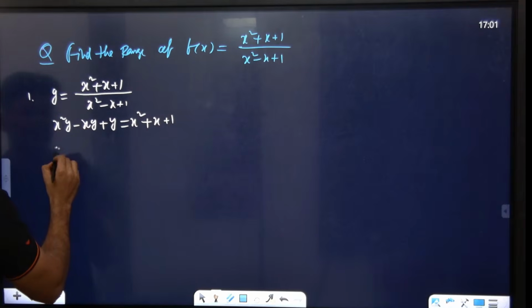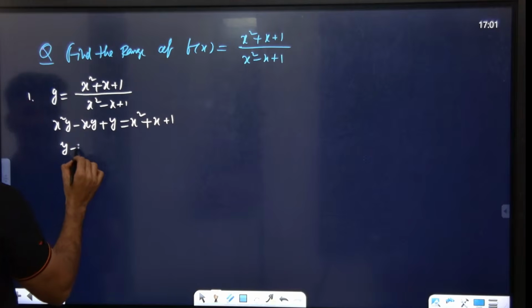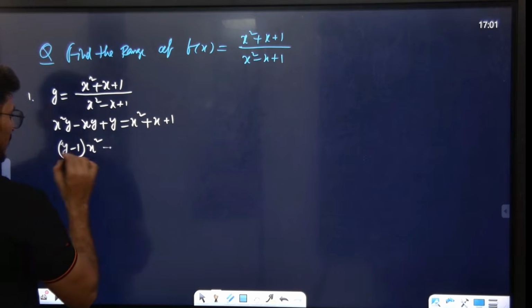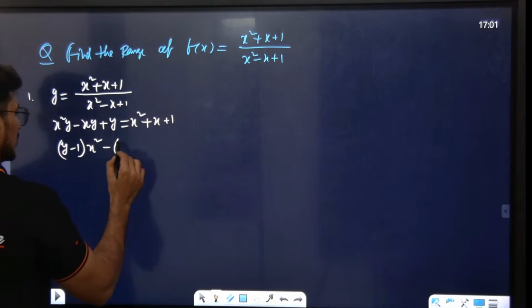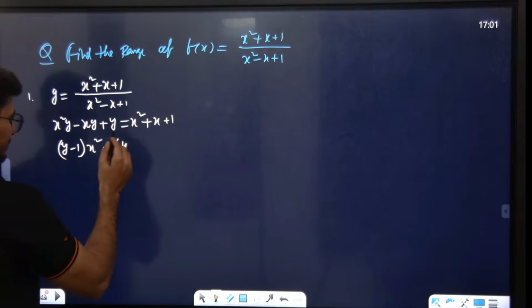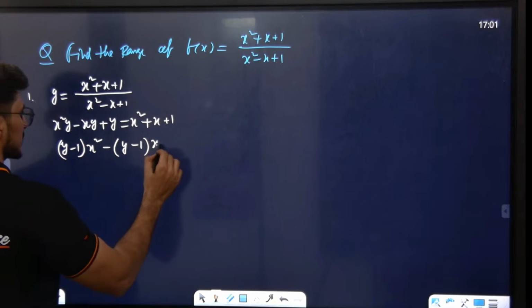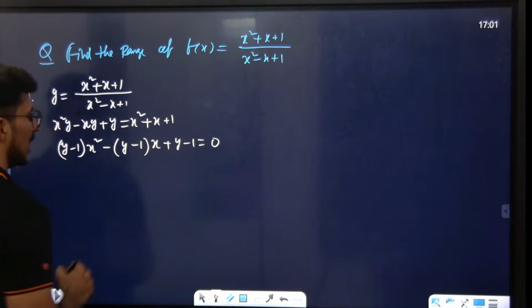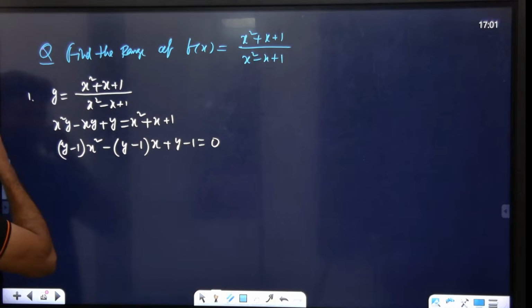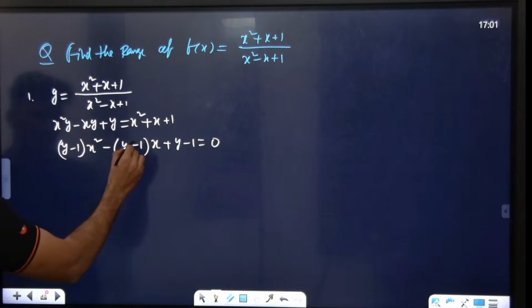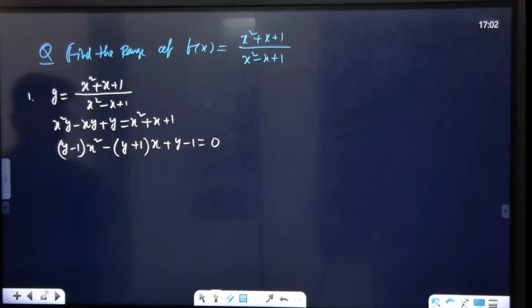Yes or no? So now tell me here, if I take x square common, y minus 1 into x square, minus, x common edutha what you will get? You will get minus y plus 1, yes or no, into x, and then y minus 1 is equal to 0. Are you getting the point? Check the quadratic. If you bring minus over here, minus I'm taking common, so y plus 1, correct or not? It is plus 1, so minus xy and minus x, now correct only.